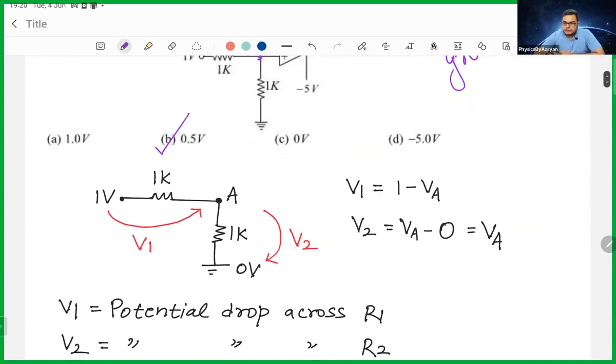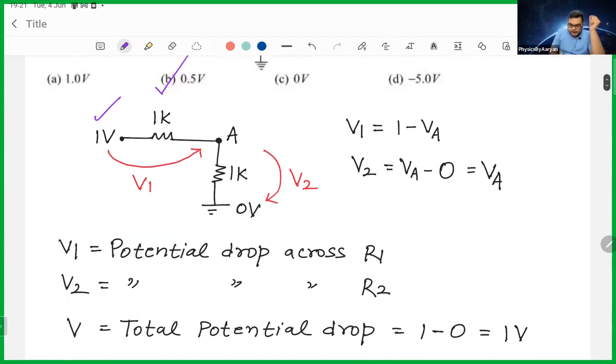Now what is my total voltage difference from the very start to the very end? My total voltage difference is 1. If I pass through the 1k ohm resistor, I will lose some voltage. Some potential drop will happen. So if I pass through this 1k ohm, how much potential drops? V1. And then if I pass through the second resistor, again the voltage drops, and that is V2.